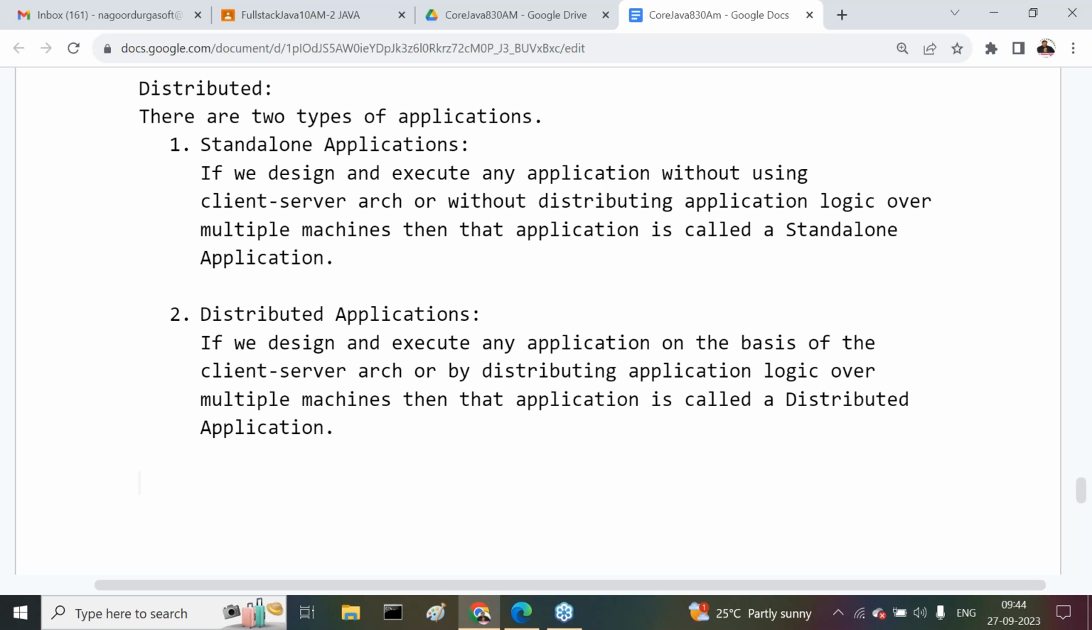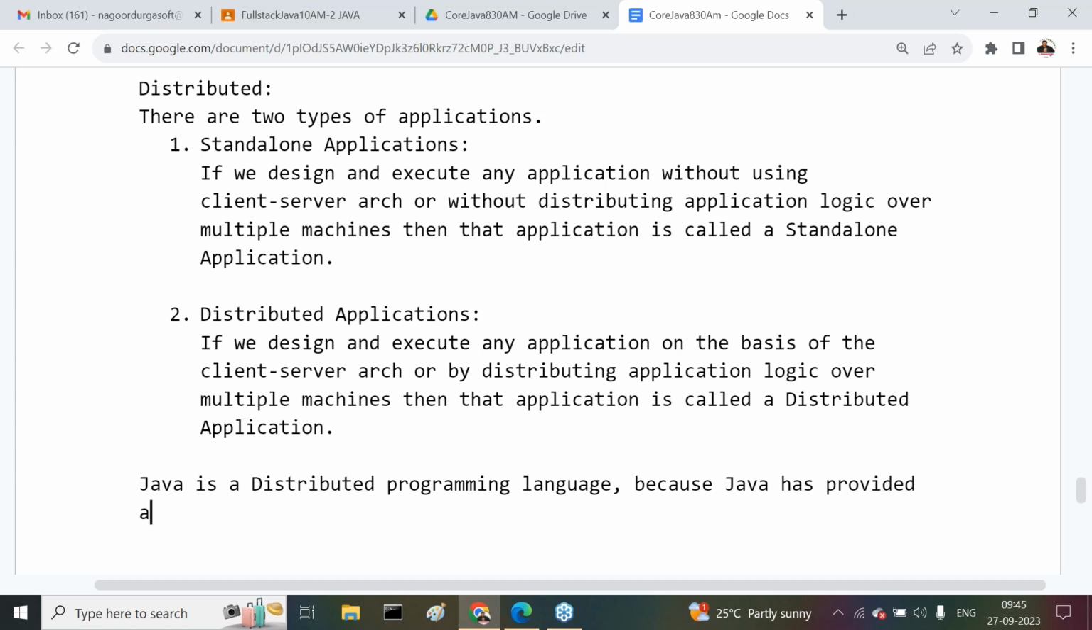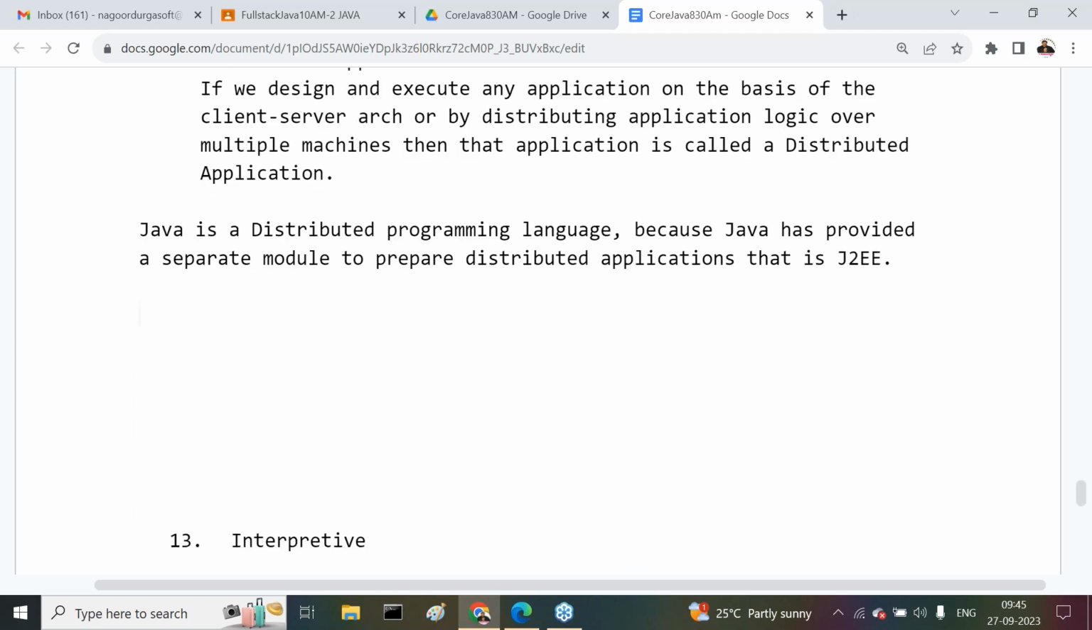That's okay, fine. Then what next after understanding these two, standalone application and distributed application? After understanding these concepts, Java is a distributed programming language. Why? Because Java has provided a separate module to prepare distributed applications, that is J2EE. Because of this reason, we can conclude that Java is a distributed programming language.